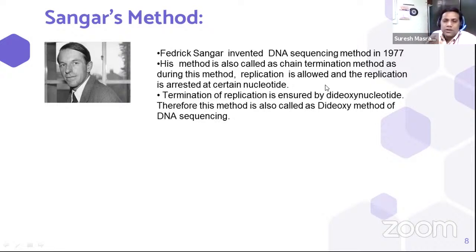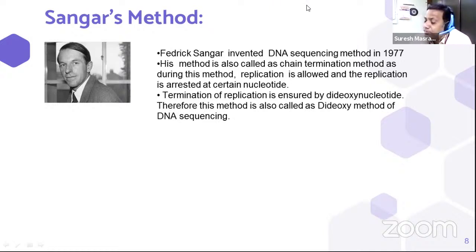In that paper, they describe their process of DNA sequencing. Now, Sanger's method depends upon the ability of single-stranded DNA to undergo replication. Thus, we must provide the single-stranded DNA, then allow it to undergo replication by providing everything which is necessary for the process of replication.